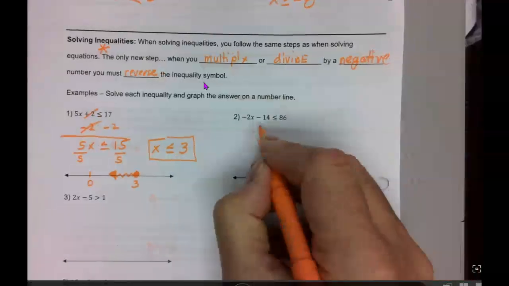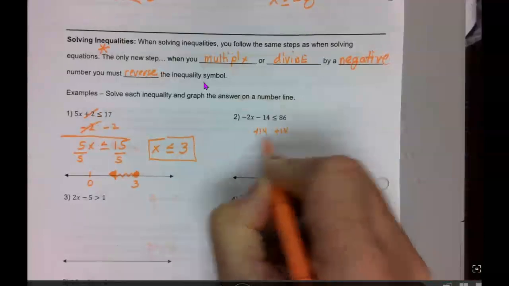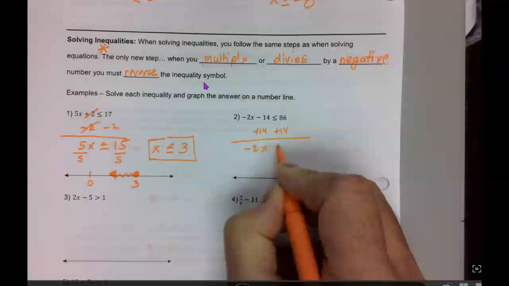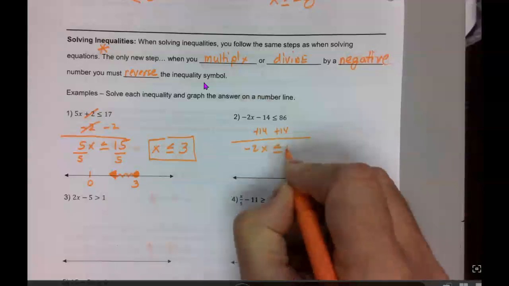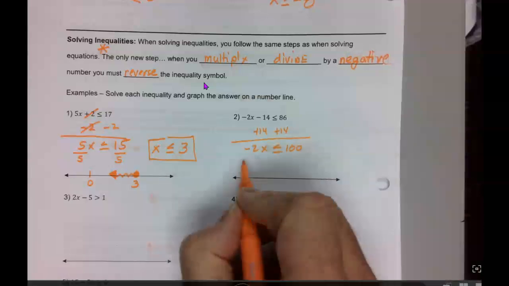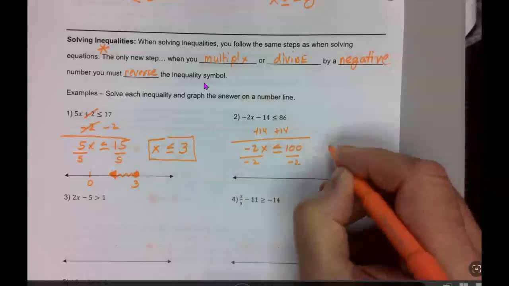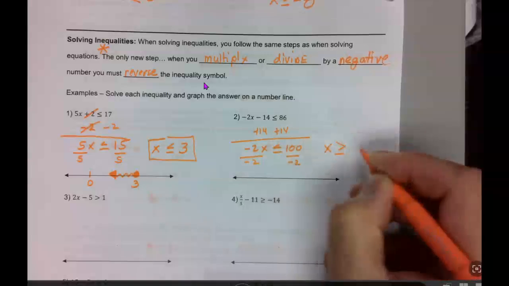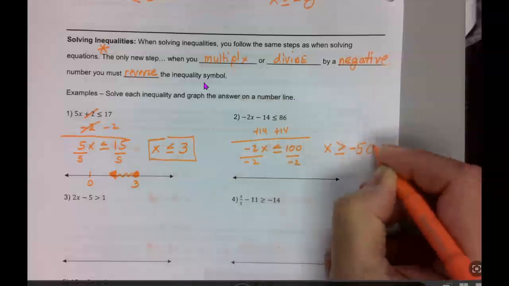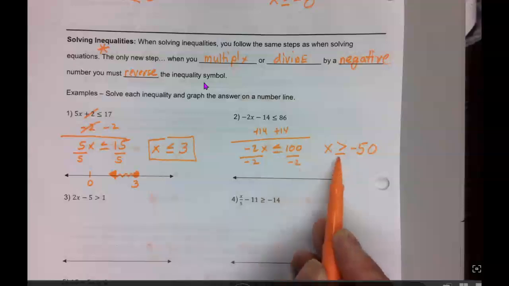Okay, what are we going to do to solve this one? Add 14. So we get negative 2x is less than or equal to 100. Now what do we have to do to both sides? Divide by what? Negative 2. Now is when we reverse the inequality. So x is greater than or equal to negative 50. I reversed the inequality. It was less than or equal to. Now it's what? Greater than or equal to.